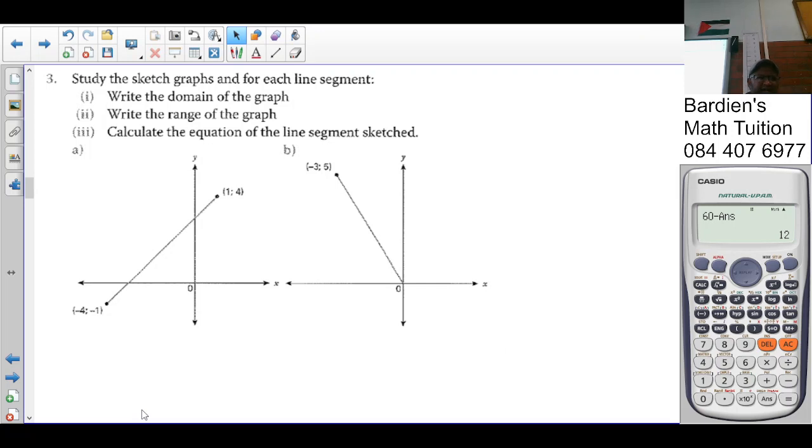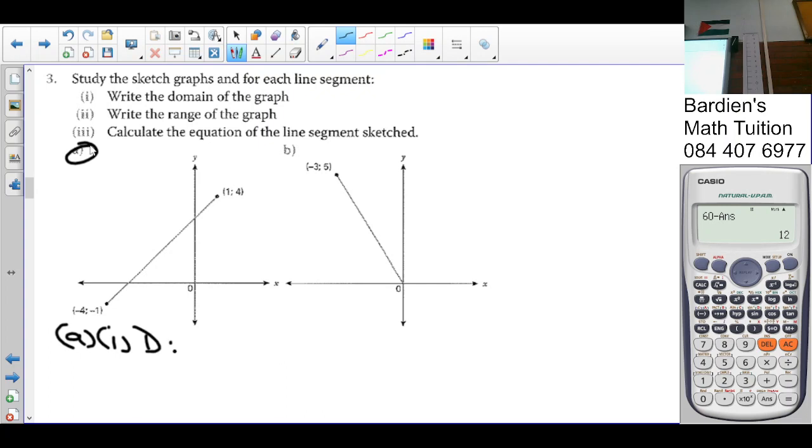So it says study the sketch graphs for each line segment. Write down the domain of the graph. People, what is domain? All possible x values. Okay, so let's look at A first. Number 1, the domain. Remember, we always read domain from left to right, increasing and decreasing from left to right. So we're going from left to right on your x-axis.